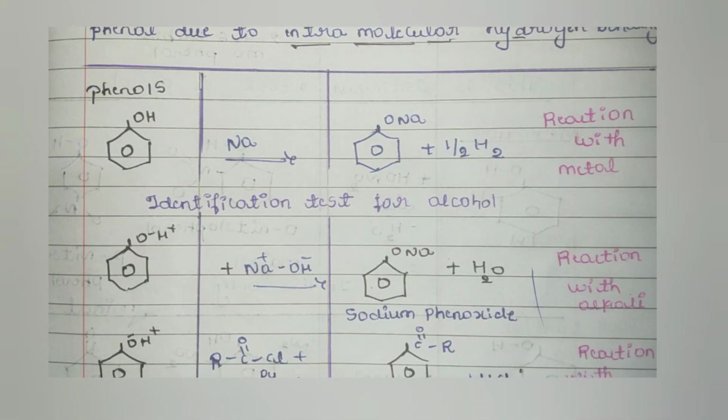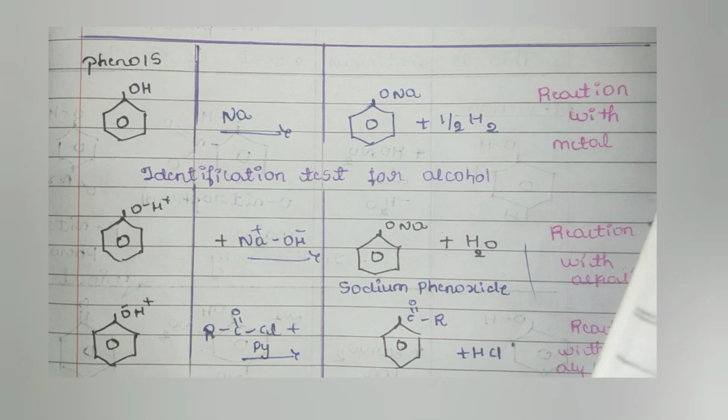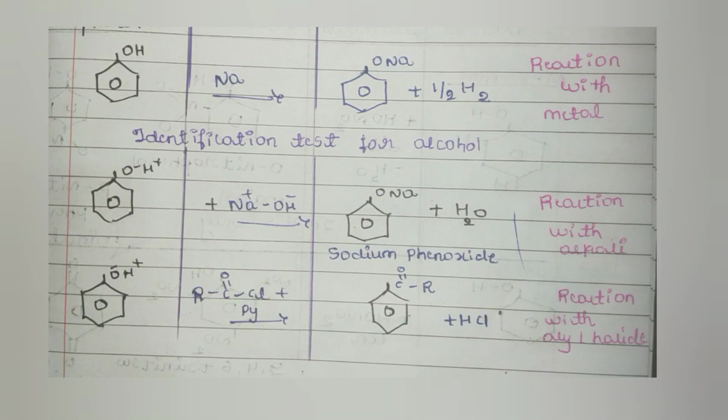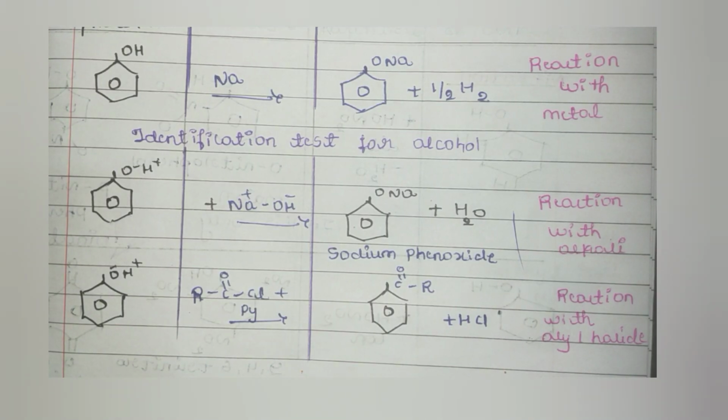When phenol reacts with sodium metal, it gives sodium phenoxide and liberates hydrogen. It is a reaction with metal, and it's an identification test for alcohol also. And when phenol is combined with sodium hydroxide, it forms the salt sodium phenoxide and H2O.